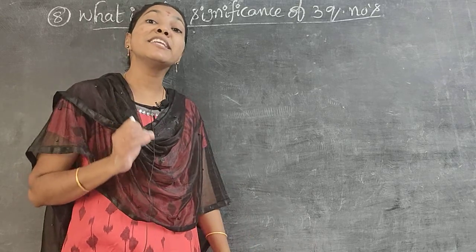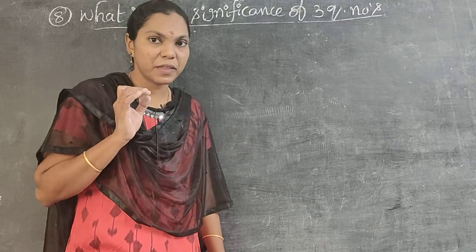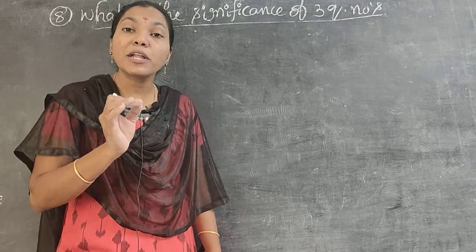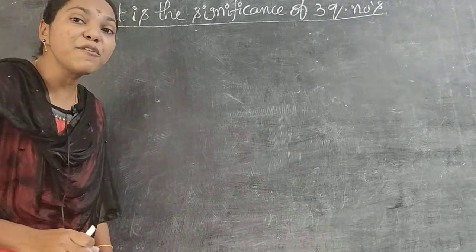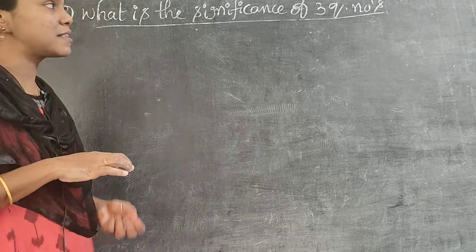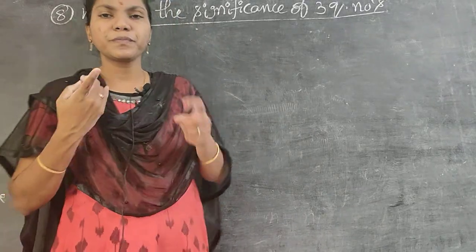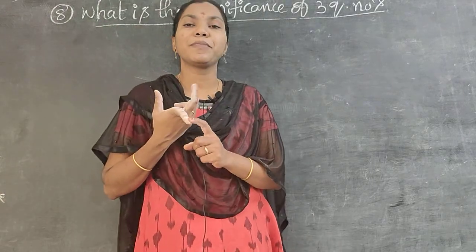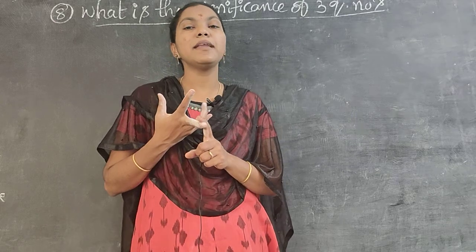What is the significance of three quantum numbers? Significance is nothing but importance of the three quantum numbers. Three only they are asked. Actually we have how many quantum numbers? 4. Principal quantum number, angular momentum quantum number, or azimuthal quantum number.